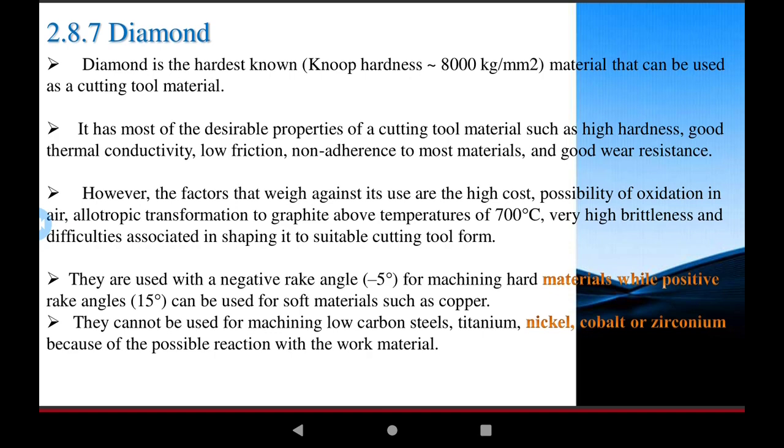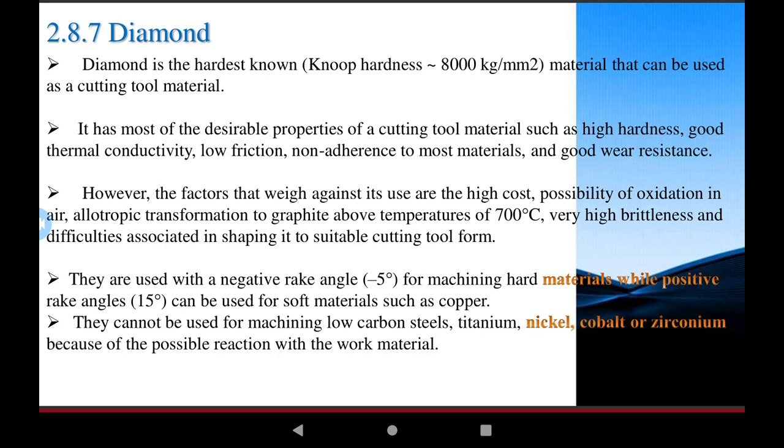The diamond. What is the diamond? Diamond is a very popular and hard material, famous for its electrical and mechanical properties. The hardness of diamond is 8,000 kg per mm square, and the material can be used for cutting metals. Diamond is also used in the manufacturing industry in the form of tools for metal cutting operations.